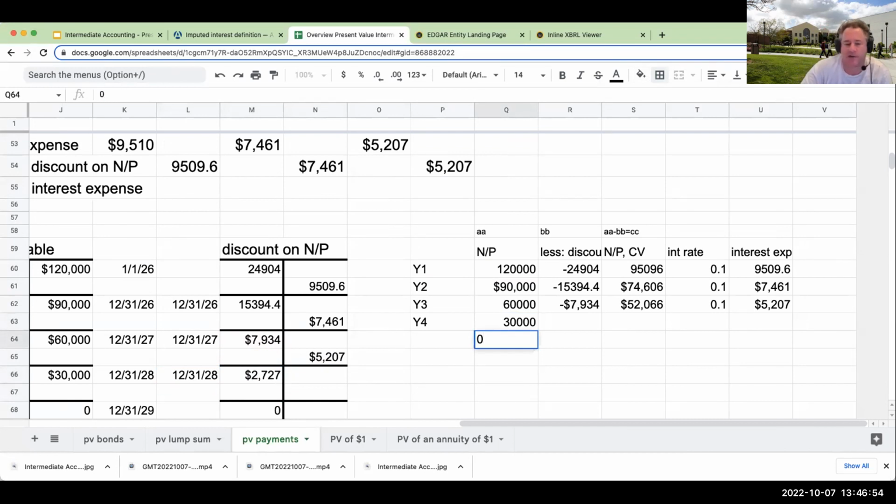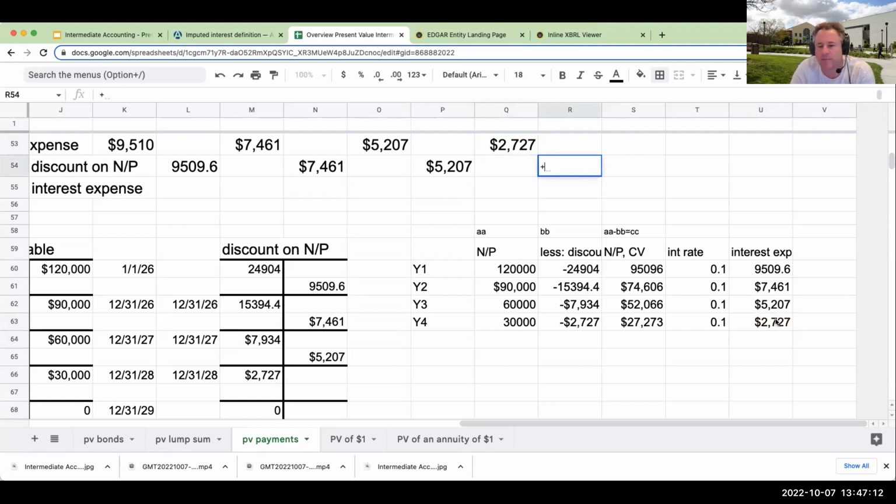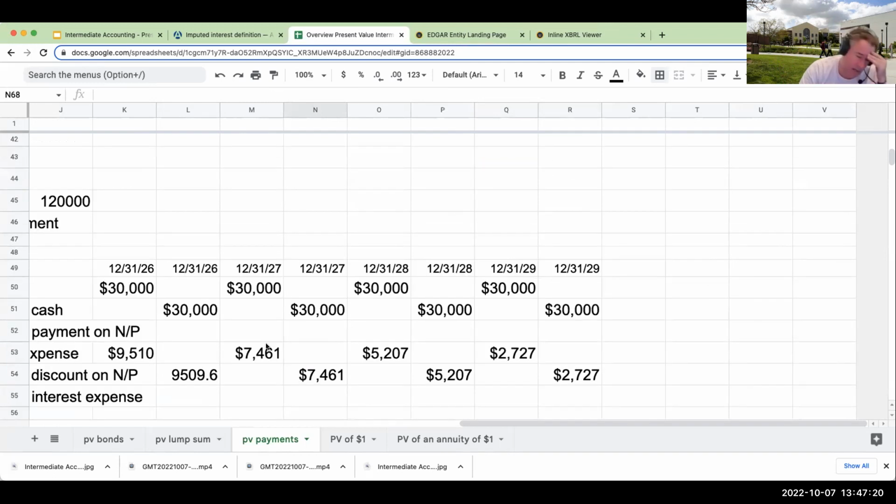So there's a $30,000 remaining balance. My discount on notes payable unamortized is 2,727. So my carrying value is 27,273. My interest expense is going to be over here at 2,727. And so I've done my job because this now gets me down to 0. So that's how we do this type of question.